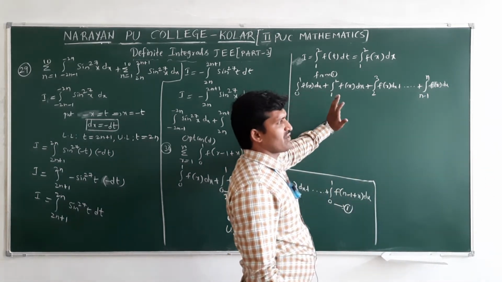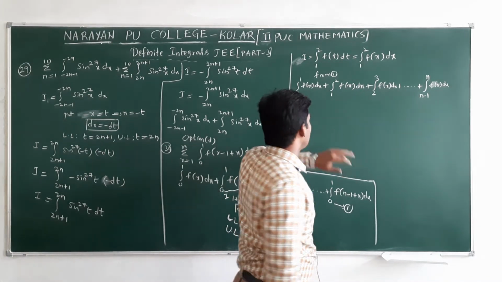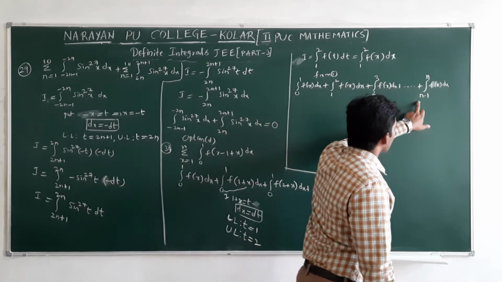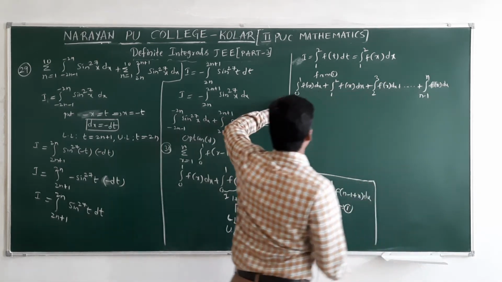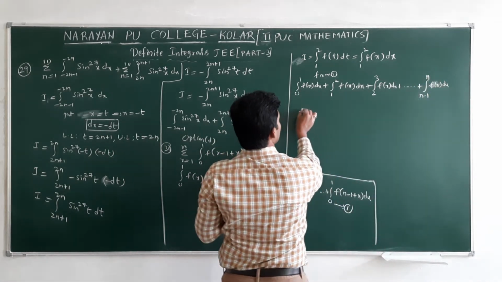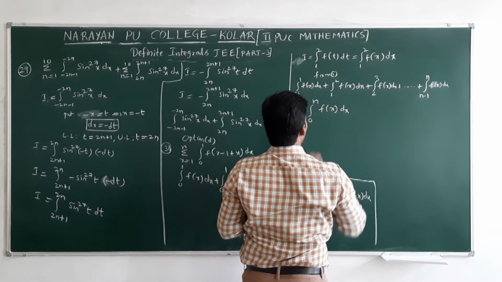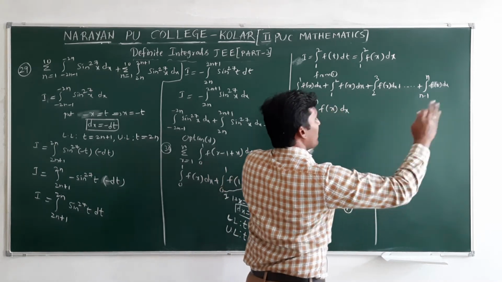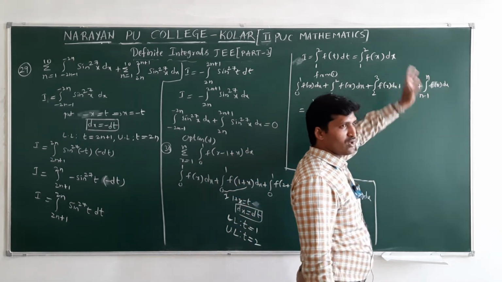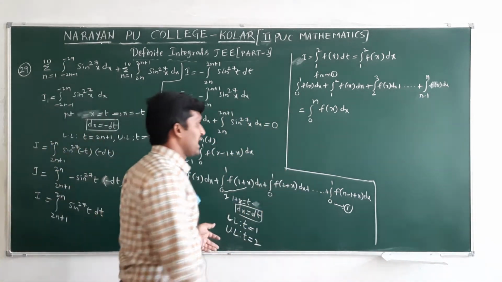Integral a to b f of x dx is a to c f of x dx plus c to b f of x dx. Like that 0 to 1 f of x, 1 to 2 f of x, 2 to 3 f of x and so on, n minus 1 to n. What is the lower limit? 0. What is the last limit? n. That's why this completely we can write as integral 0 to n f of x dx. They made it into n subintervals: 0 to 1, 1 to 2, 2 to 3, 3 to 4, 4 to 5, like that. That's why option A is the correct one.